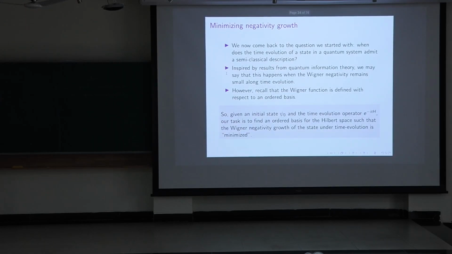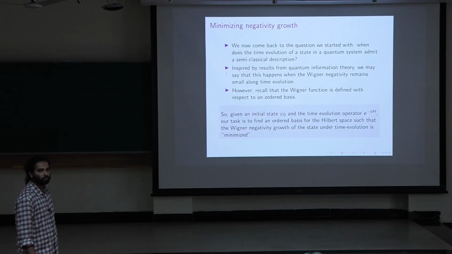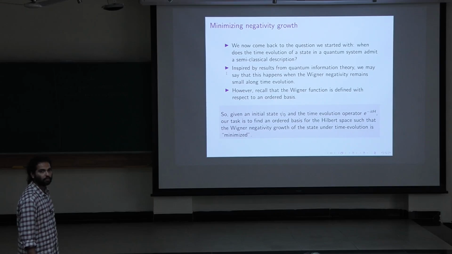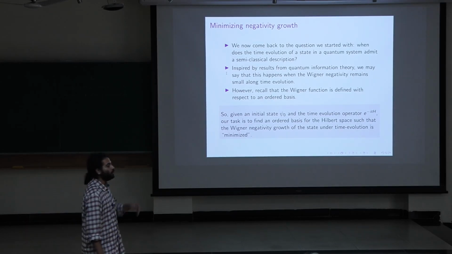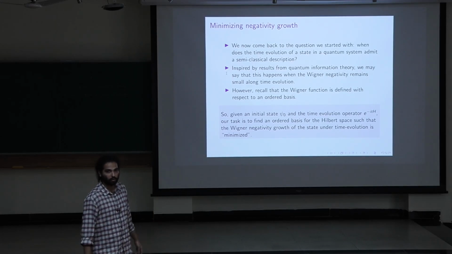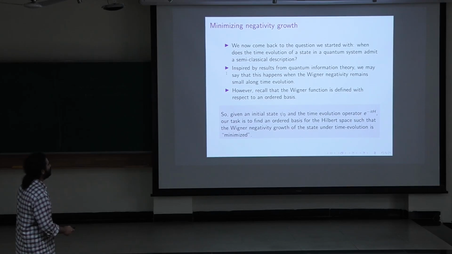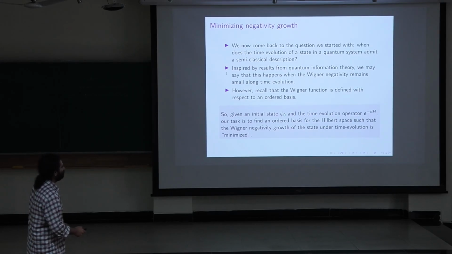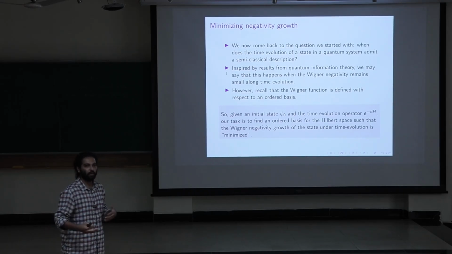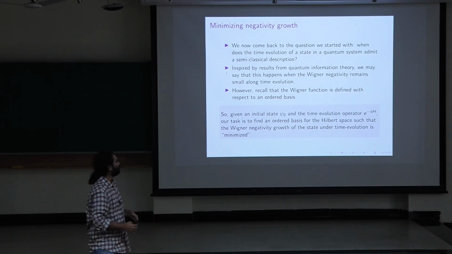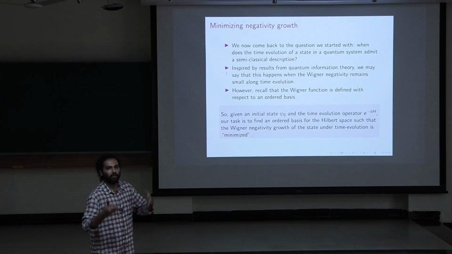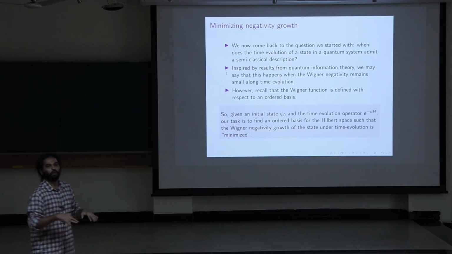Yes, tell me. So what is the statement there? It's a statement about the basis. I told you that the Wigner function and Wigner negativity are defined with respect to a choice of ordered basis. Now the question is, the state and its time evolution may look very Wigner negative in one basis, but maybe there's some other basis where it looks not so negative. So really what you would want to do is look over all possible choices of ordered basis and say, okay, there exists one where the negativity is as small as possible.